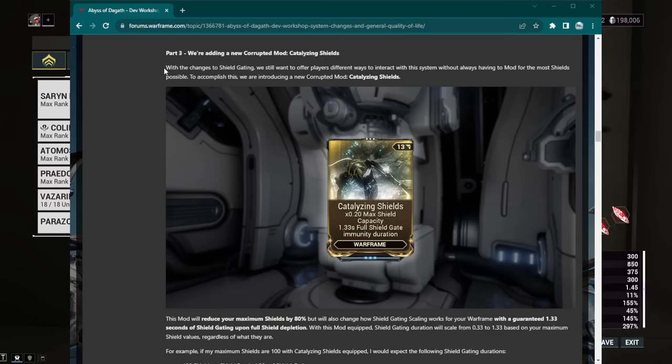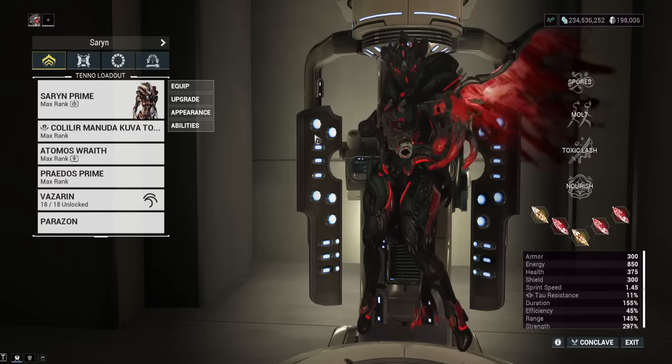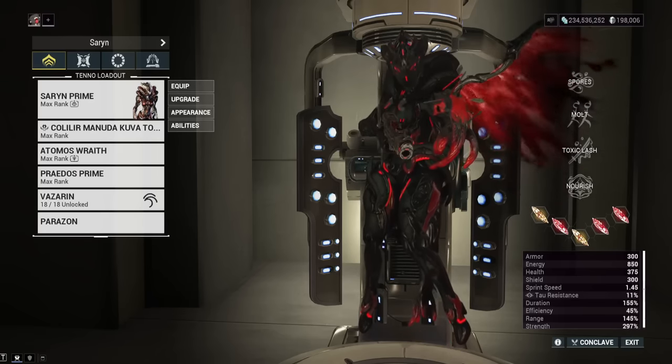To accomplish this, we're introducing a new corrupted mod, Catalyzing Shields. So the way it's worded is kind of weird. Basically what it does is reduce your maximum shields by 80%. It says times 0.2. You have 20% of your shields, basically. And then it makes your full shield gate duration 1.3. So we'll give the exact example of Saren Prime. After the update, I'll have 370 shields on Saren Prime. So 20% of 370 is going to be like 60 shields.